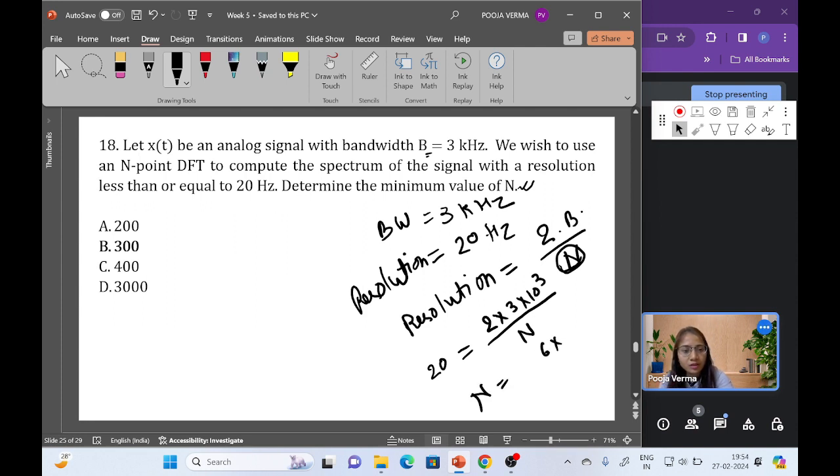So 6 into 10 to the power 3 divided by 20. If we divide it, we will get 300. So the minimum value of n will be 300.